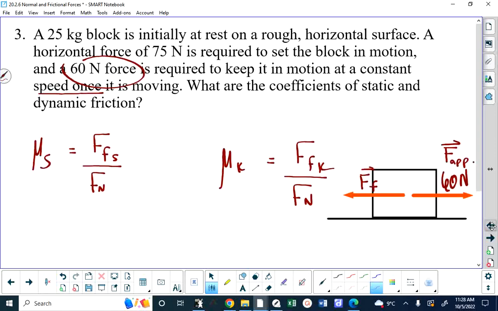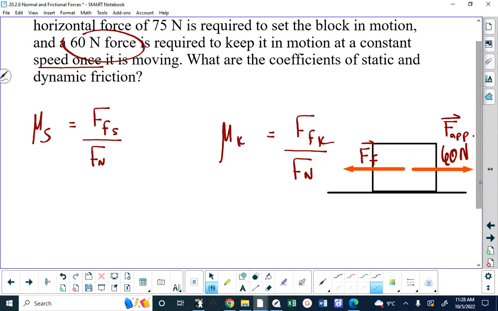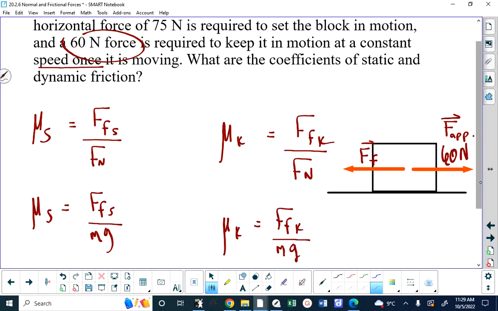So what happens here is we can write the force of static friction over mg, or the force of kinetic friction over mg. You can feel free to calculate mg first and then go from there. By the way, when you do this on your calculator, you're going to want to put a set of brackets around mg.